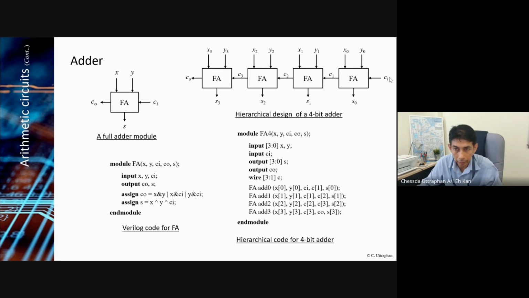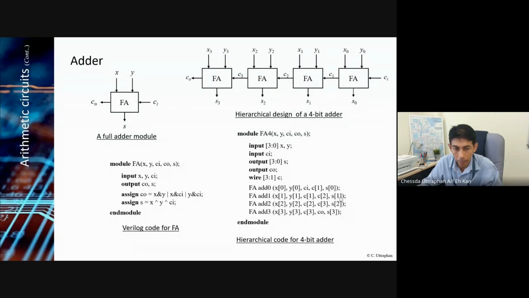CI, because this is CI, of course. And then CO for this one is connected to C1. That's why we have C1 here. And lastly, S connects to S0. That's why we have S0 here. Okay, now we have this one. Next is the second module. Again, X is now connected to X1, Y connects to Y1. CI in this one connects to C1. CO for this module is connected to C2. That's why we have C2. And of course, S is connected to S1.